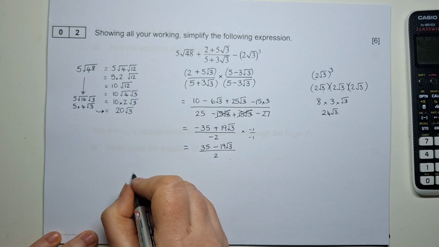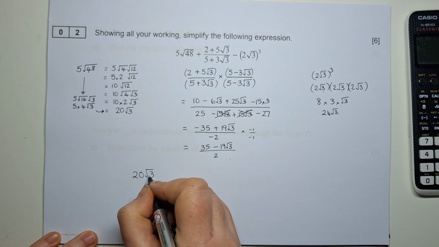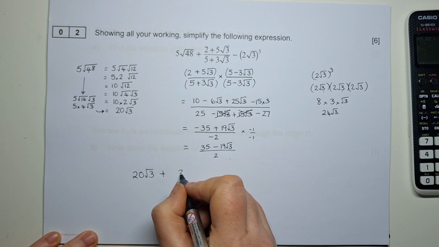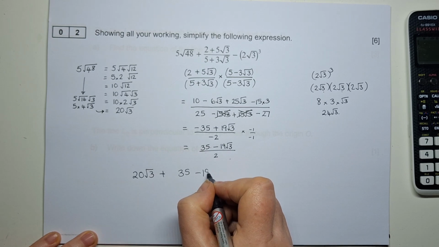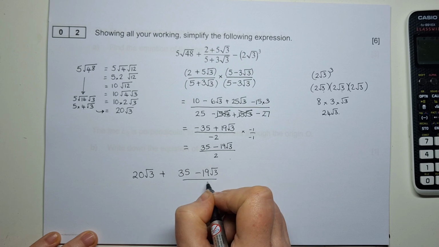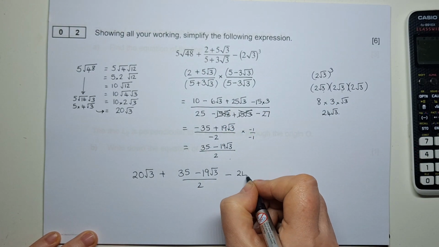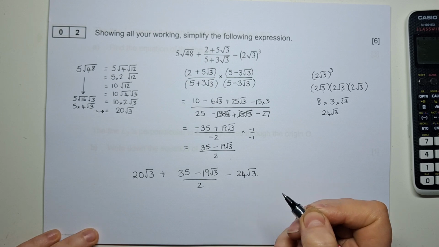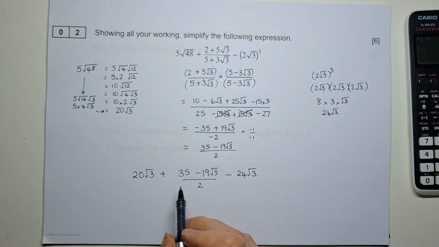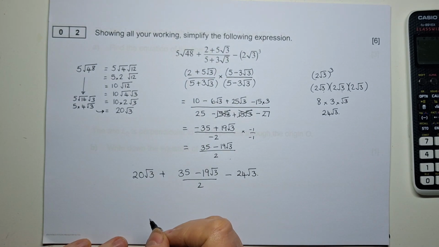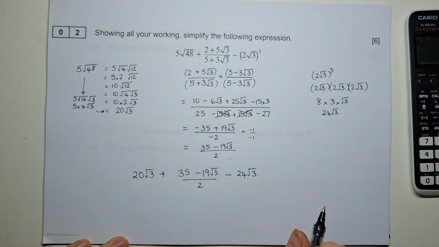So the first term, 20 root 3. Add on this one, which was 35 minus 19 root 3 over 2. And then minus 24 root 3. Okay, so they're mostly root 3 terms. We've got one term that isn't. I don't want to multiply everything through by 2 because that's going to double the answer. Only do that if you're going to remember to half at the very end, but you might not. So it's probably safer not to.